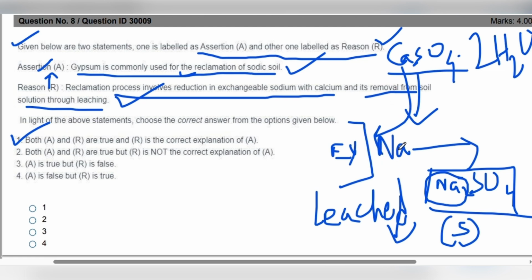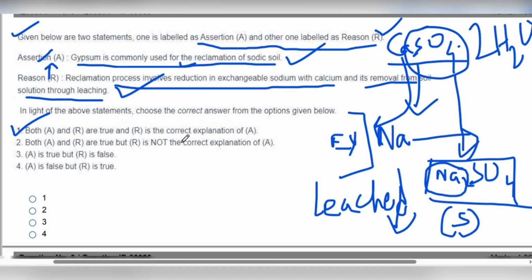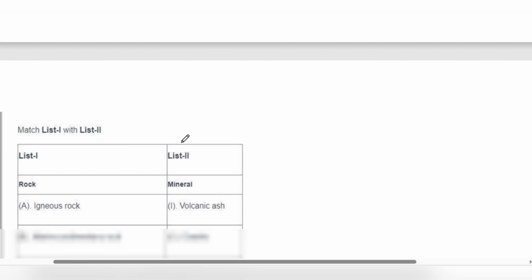This replaced sodium will react to its sulfate of this gypsum and will form sodium sulfate, which will be leached down into the groundwater. So both are true and R is the correct explanation of A. Fine. Moving on. The next question is another match the following.